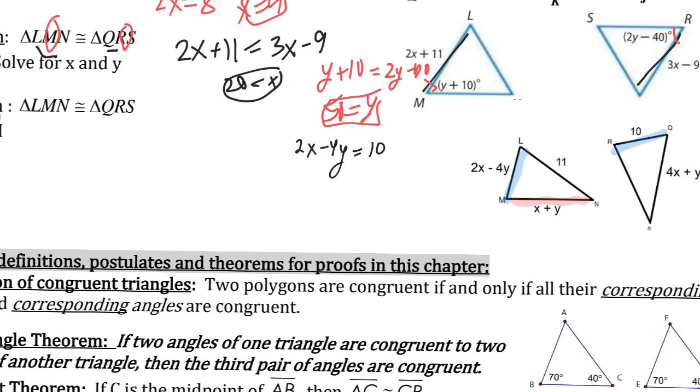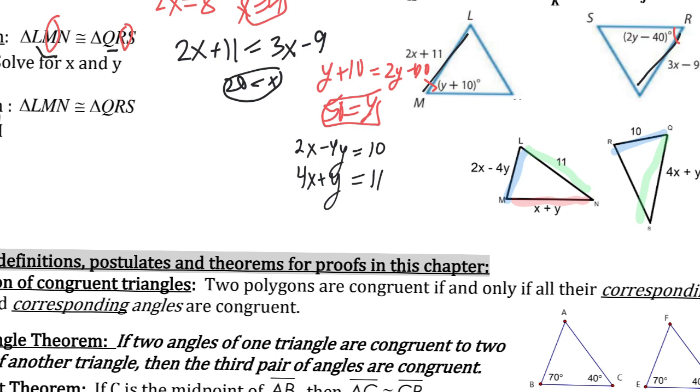The other thing that's true is going to be LN corresponds with this one right here. Okay, and so if you write that down, you're going to get 11 equals 4x plus y. So I'm going to do 4x plus y equals 11. Okay, you can write it either way. You see the symmetric property.